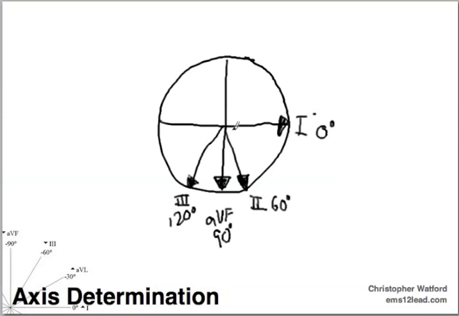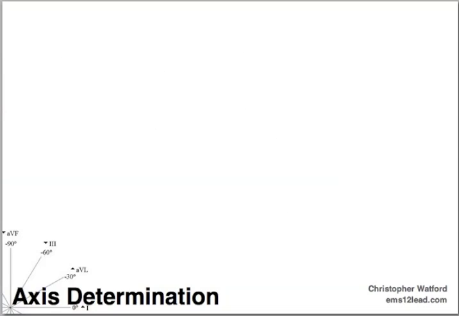We could also draw AVL, which is perpendicular view to lead 2, and this one's at negative 30 degrees. Then perpendicular to 3, we have AVR at negative 150 degrees. Now, for the terms of this video, this isn't necessarily helpful, as we're looking for rapid axis determination. So let's simplify this wheel greatly.